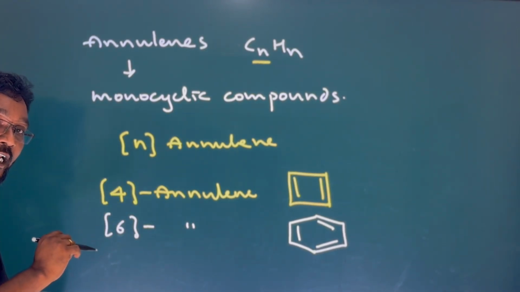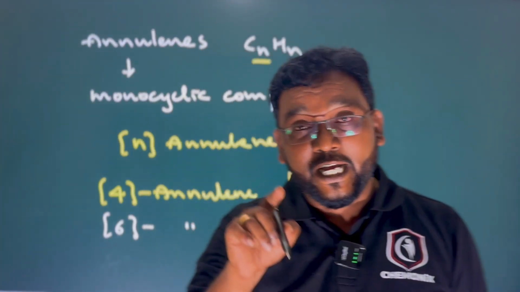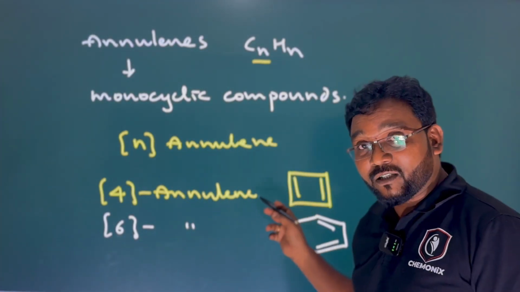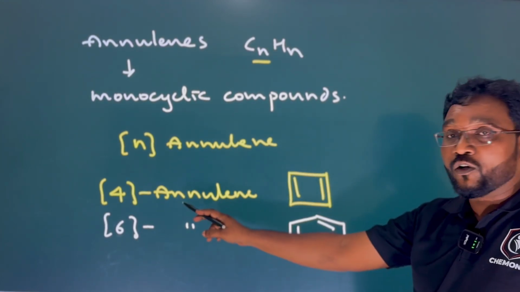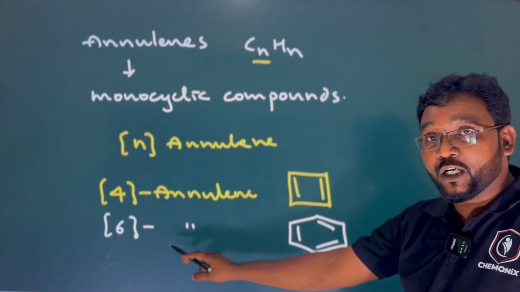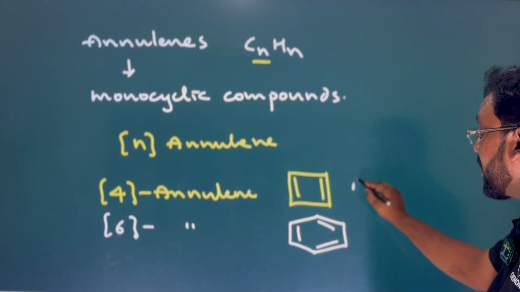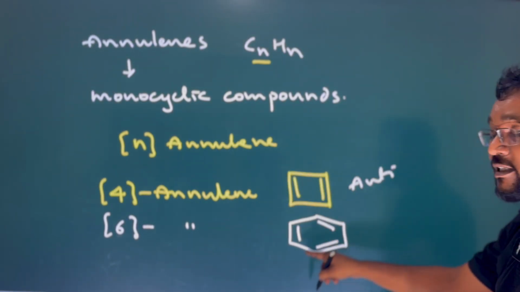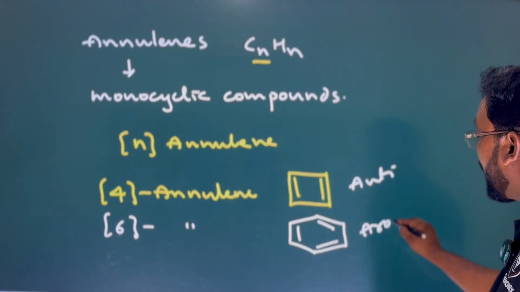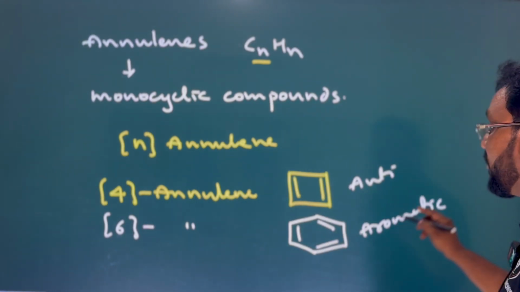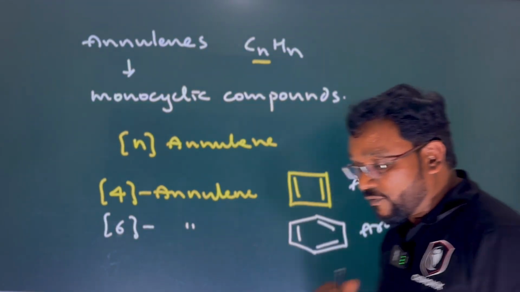One important hint: in the case of annulenes, the number of conjugated pi electrons is equal to the number of carbon atoms in the cyclic ring. So here the number of conjugated pi electrons is 4, and here it is 6. Since it has 4 pi electrons, this is an anti-aromatic compound. Since it satisfies Hückel's rule, this is an aromatic compound. Easily you can identify whether annulenes are aromatic or anti-aromatic like this. Please note it down.